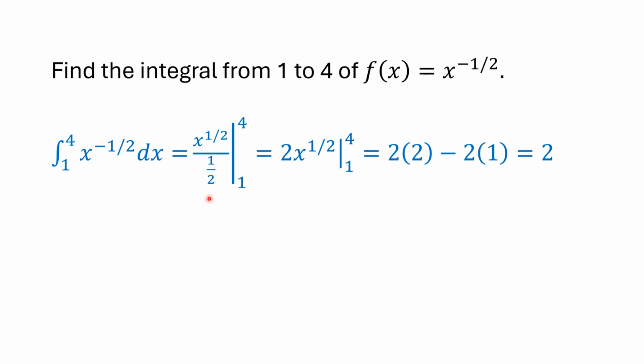So we flip this over, we get 2x to the 1/2 from 1 to 4. So we take the upper limit, 4. The square root of 4 is 2. 2 times 2 is 4. Take the lower limit, 1. Square root of 1 is 1. 2 times 1 is 2. So 4 minus 2 is 2. So the area under this curve from 1 to 4 is 2.